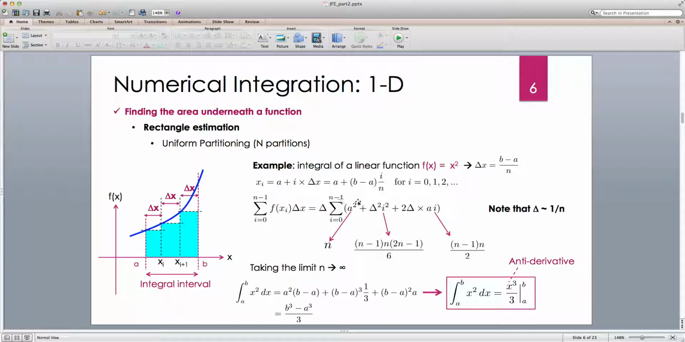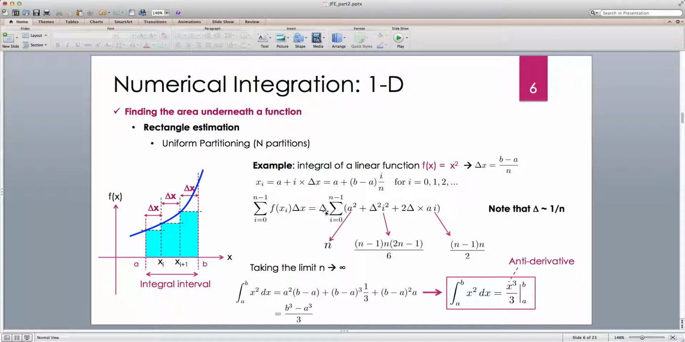So I just look at the orders of each term. a squared is a constant, so when I sum it, it gives me a term of order n, all right? And delta is order 1 over n. So when these two terms multiply, it just gives me a constant number, which is a squared times delta, which is b minus a, right? So a squared times b minus a.